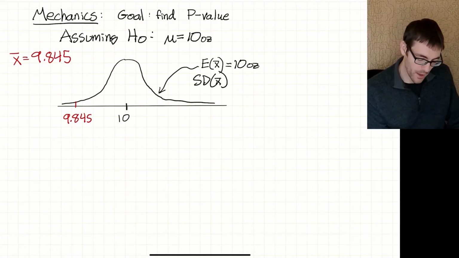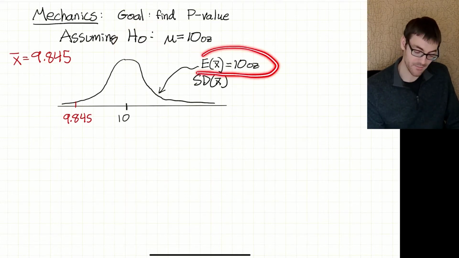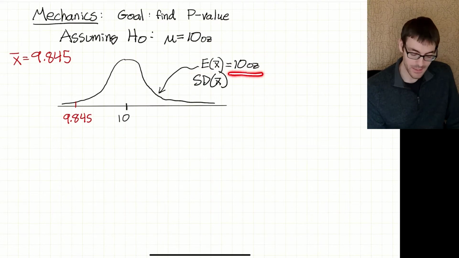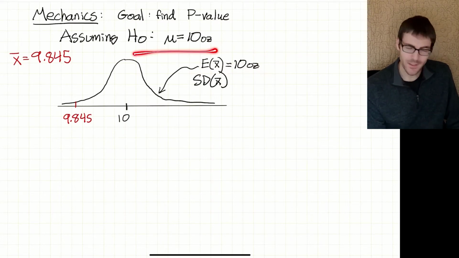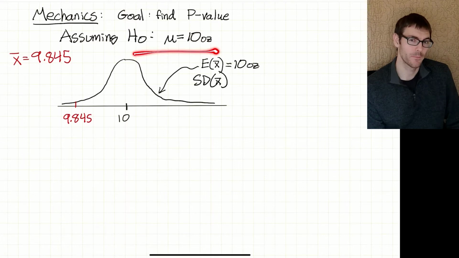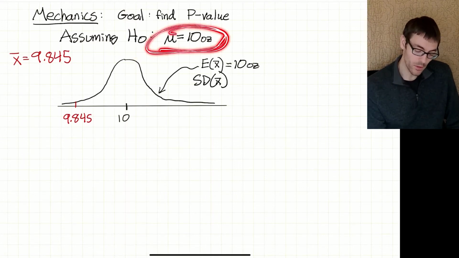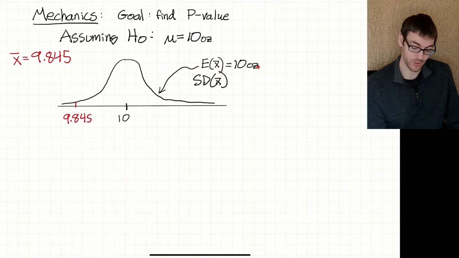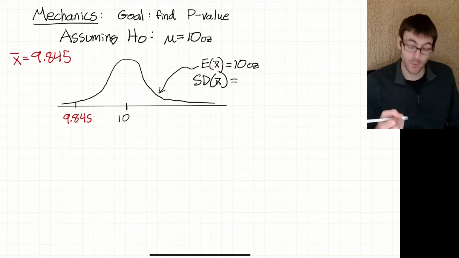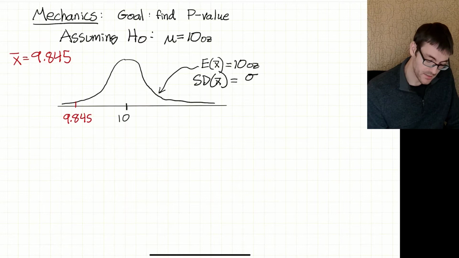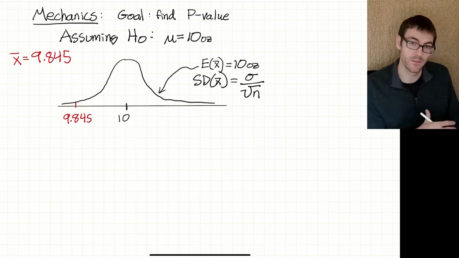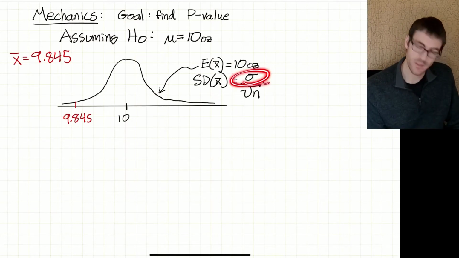So our null hypothesis is that this expected value is exactly 10. Our null hypothesis doesn't say anything about the standard deviation. So we're assuming that this is true, which allows us to say that this distribution should be exactly centered here. But we don't really know what the standard deviation is doing. If we did, then we would be able to say that the standard deviation of this distribution is sigma over the square root of n. Here my n is 20, but we don't know sigma.